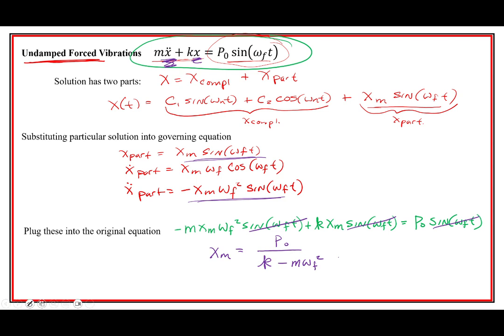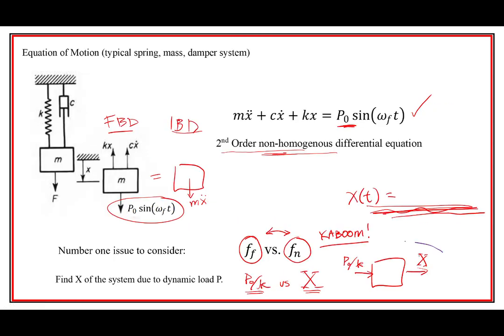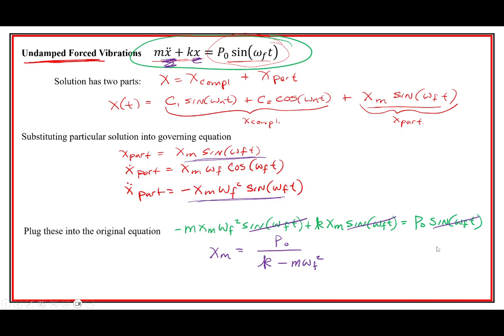Now, what did we just say on the previous slide we wanted to do? We want to find this type of thing here. So let's divide through by k.